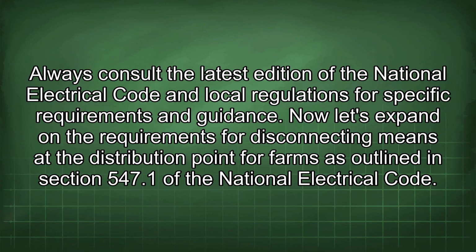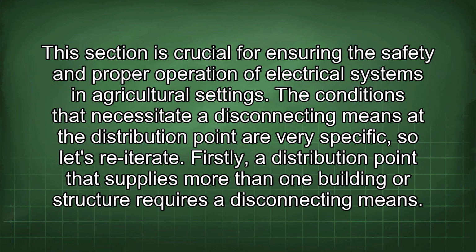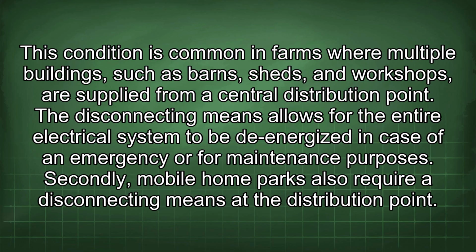Now let's expand on the requirements for disconnecting means at the distribution point for farms as outlined in Section 547.1 of the National Electrical Code. This section is crucial for ensuring the safety and proper operation of electrical systems in agricultural settings. The conditions that necessitate a disconnecting means at the distribution point are very specific, so let's reiterate. Firstly, a distribution point that supplies more than one building or structure requires a disconnecting means. This condition is common in farms where multiple buildings, such as barns, sheds, and workshops, are supplied from a central distribution point.